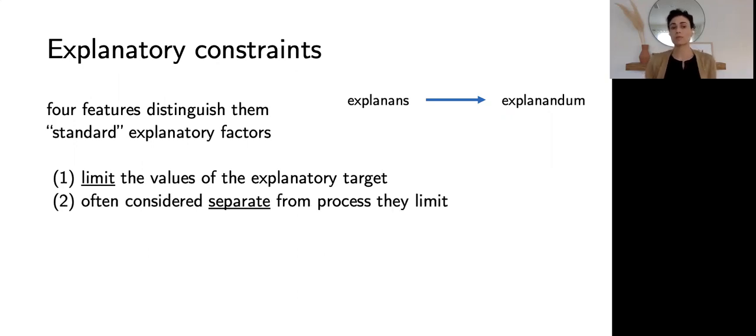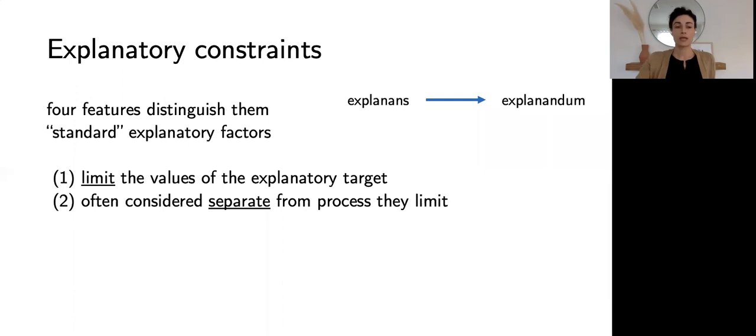A second feature of explanatory constraints is that they're often considered separate from some process that they limit. The constraint is often characterized as conceptually distinct from, and sometimes even external to, the process that it influences. And it's through this influence that the constraint is able to channel, guide, or limit the behavior of a particular system. So for example, with the blood vessel case, we have Poiseuille's law that is viewed as external to evolutionary development. We have a riverbank that is viewed as separate from and external to the flowing river that it's guiding and channeling.